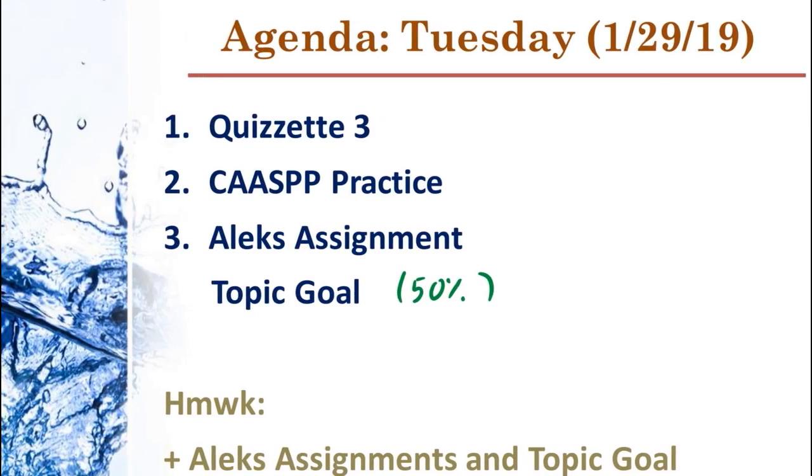We're going to go over Quizette 3, CAS Practice Problem 2, and for my Math 1 Period 2, you will work on your ALEKS assignment. Don't forget the topic goal is due this Friday. You're supposed to get 50% or higher. And if you already did that, you can go ahead and head to the 75% topic goal next.